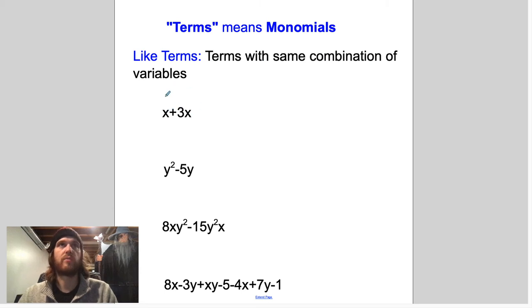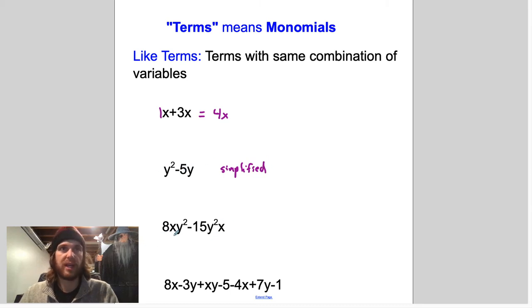So these two terms are 1x and 3x. They have the same variable, it's x to the first, so we can add them together. They are like terms. You add them together and you get 4x. Right here, they have the same variable, but those variables don't have the same power. So I actually cannot combine these. This is simplified. There's nothing I can do there. Can't add or subtract or whatever's going on.